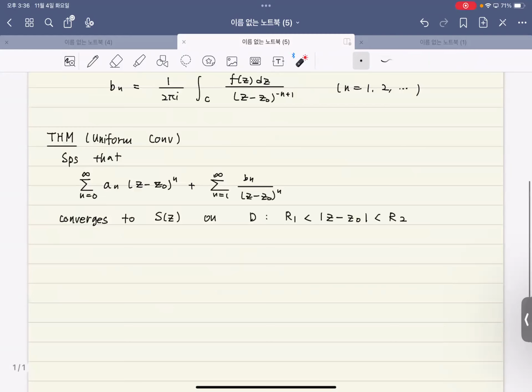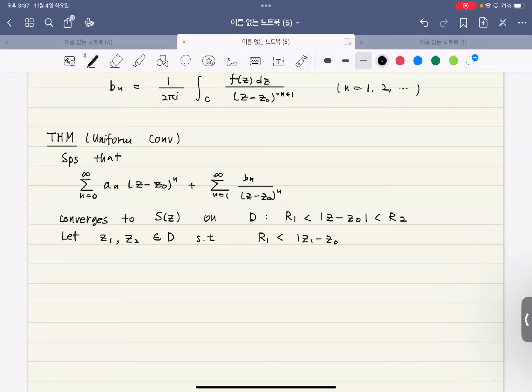Now what I want to do is choose any two points z1 and z2 such that the distances |z1 minus z0| and |z2 minus z0| are between R1 and R2. This number I will name R1 and this is R2.